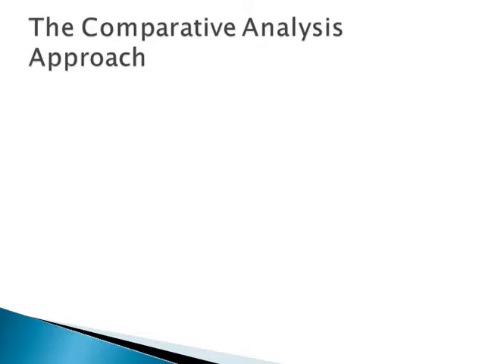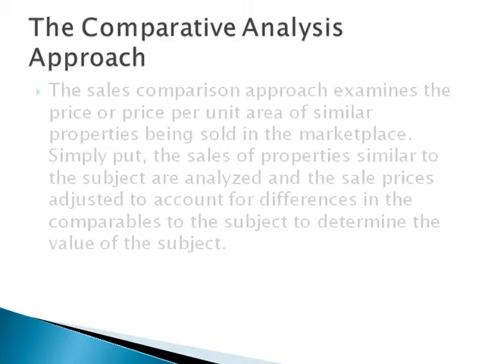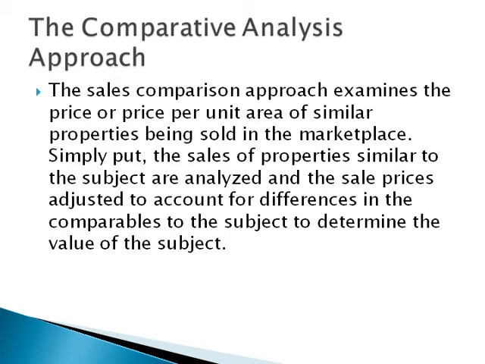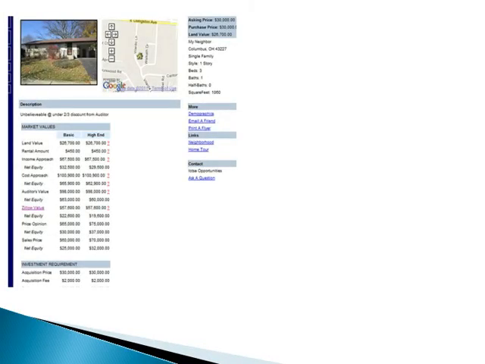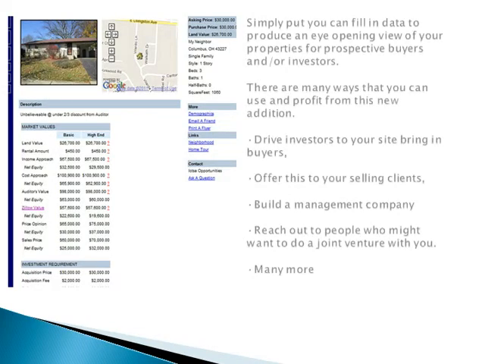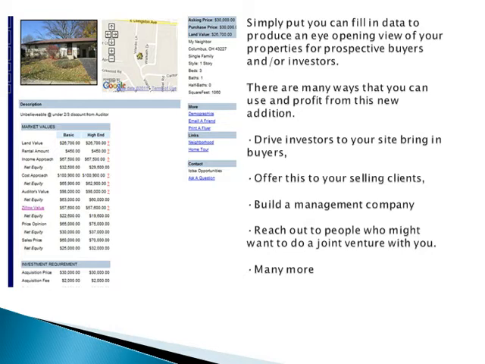The comparative analysis approach is basically what similar properties in the area are selling for. It's commonly referred to as comps. Once you put the data in, which I'll show you in a little bit, our system produces a real nice common sense presentation that shows all the approaches. You can use this to present your properties to investors, or if you're a management company, it's a real nice presentation. It really does all your dirty work for you.